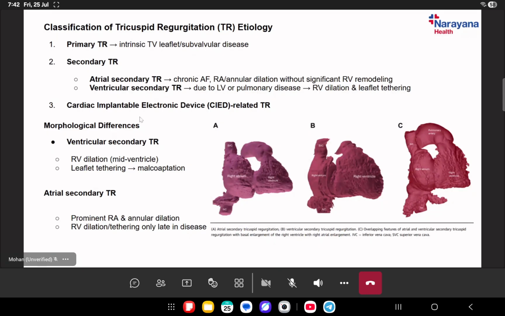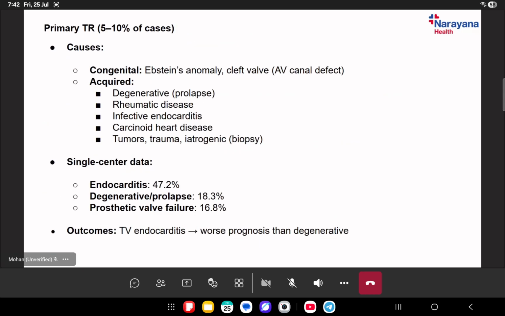And then the third one is cardiac implantable electronic device related TR, CIED. So the morphological differences: in ventricular secondary TR, RV dilatation will be in the mid ventricle, which will cause leaflet tethering and malcoaptation. In atrial secondary TR, there is prominent RA and annular dilatation.